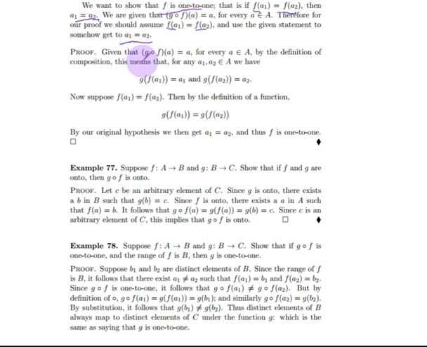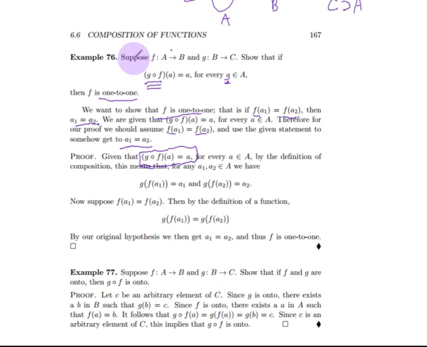So given that g composed f of a is equal to a, that was given as the suppose. Whenever you have a suppose, that's something that can be given. So for every a, by the definition of composition, it means that for any a1 and a2 in A we have this and this. That's the definition of composition.